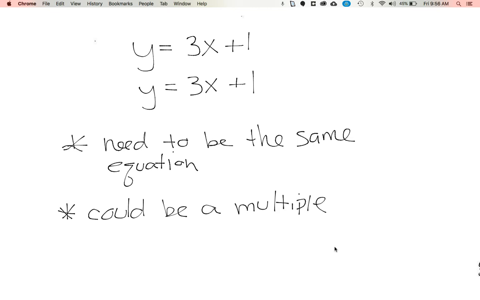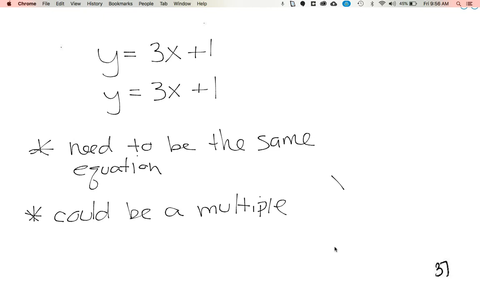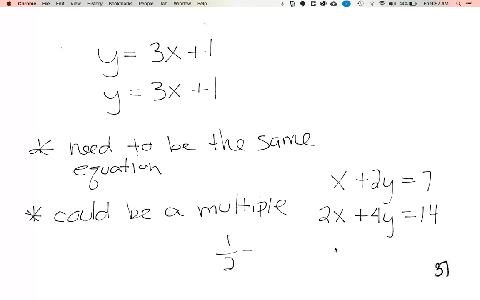What I mean by that is, let's say it was x plus 2y equals 7. So it's not in slope-intercept form. It could be 2x plus 4y equals 14. I just doubled everything. That's the same exact equation. It just looks a little bit different. That's like saying the fraction 1/2 and 3/6. It's the same fraction. It's just scaled up a little bit more.